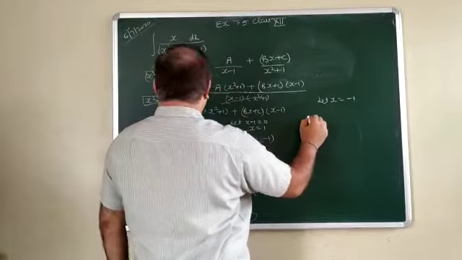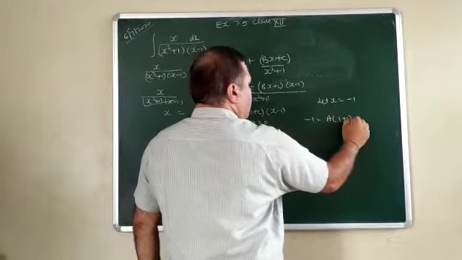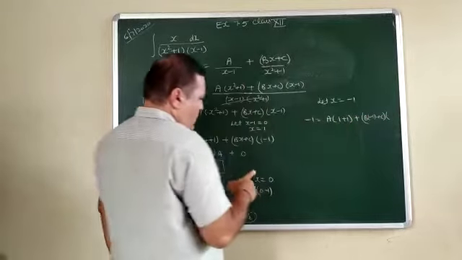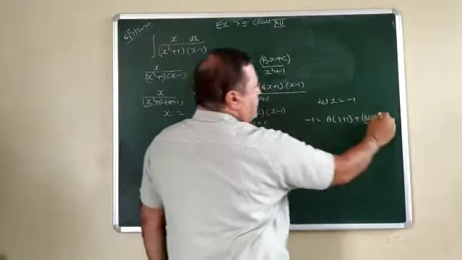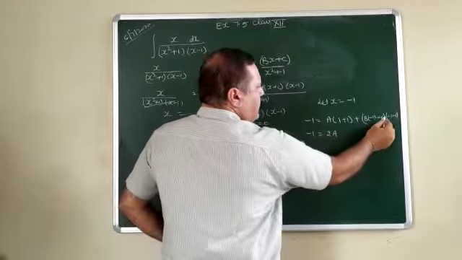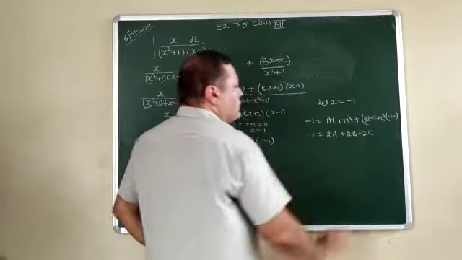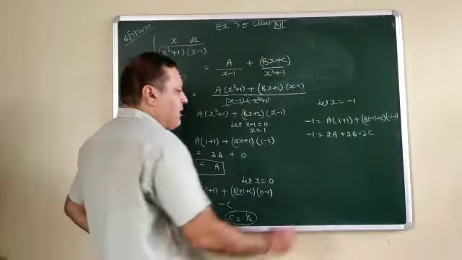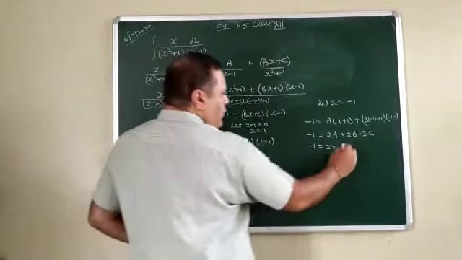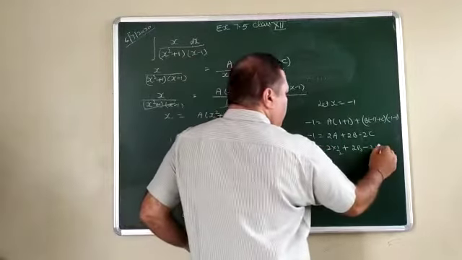Then it is minus 1 is equal to a into (minus 1) square plus 1, plus b into minus 1, plus c into minus 1 minus 1. So minus 1 is equal to 2a minus 2 into minus b, plus 2b minus 2c. Now you know the value of a, that is 1 by 2: minus 1 is equal to 2 into 1 by 2 plus 2b minus 2 into c. C is also equal to 1 by 2.